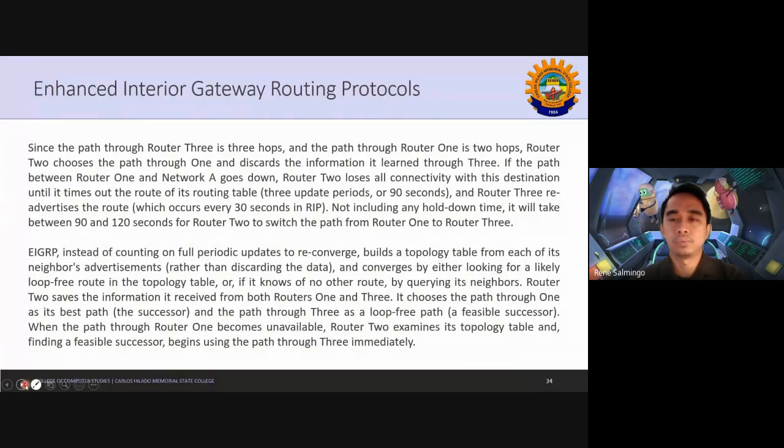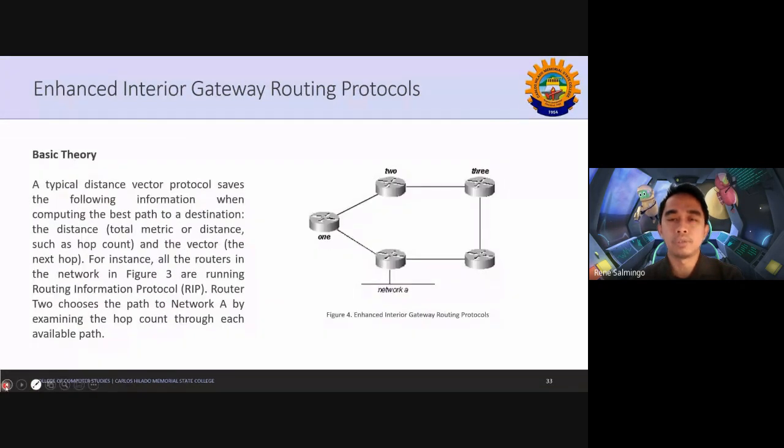And this allows querying neighbors also. But router 2 saves the information it received from router 1 and 3. So it chooses the path through 1 as its best path, or the successor. It depends on how you set up, but in this scenario, the shortest path is near, considering 2 allows you to communicate with 1 and 3 and makes the path only 2 hops to go to network A.